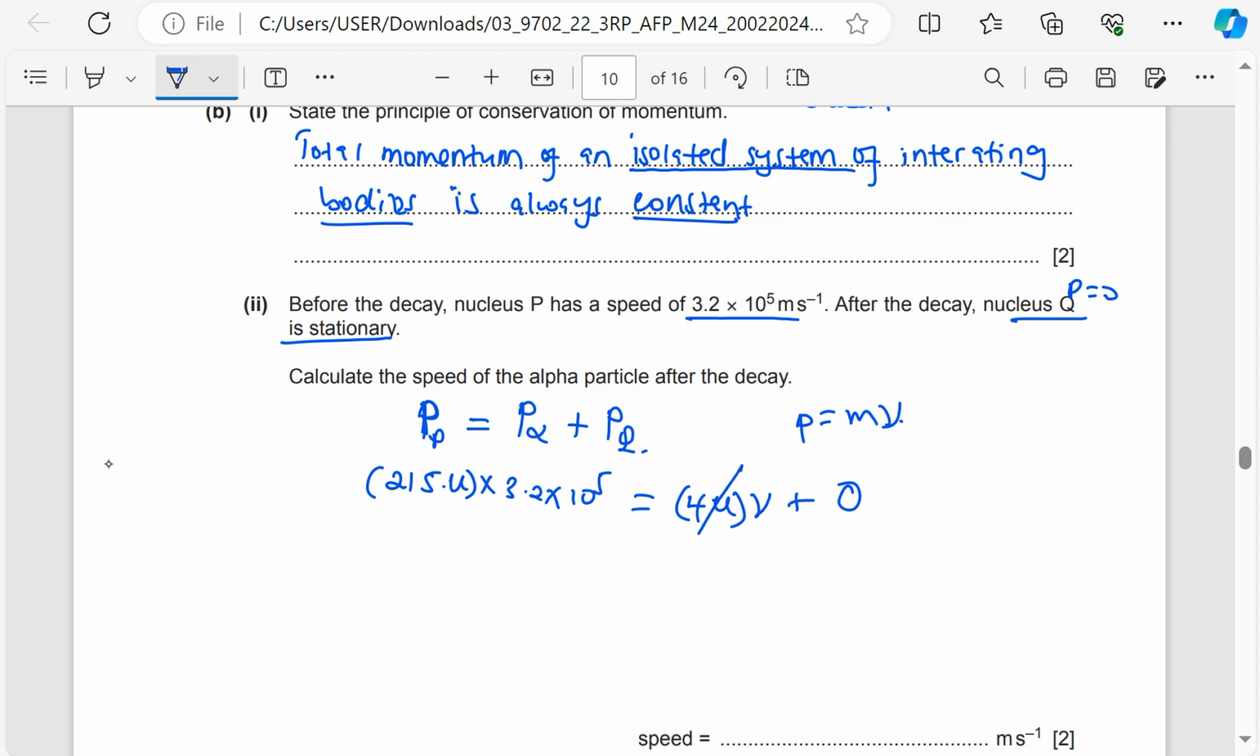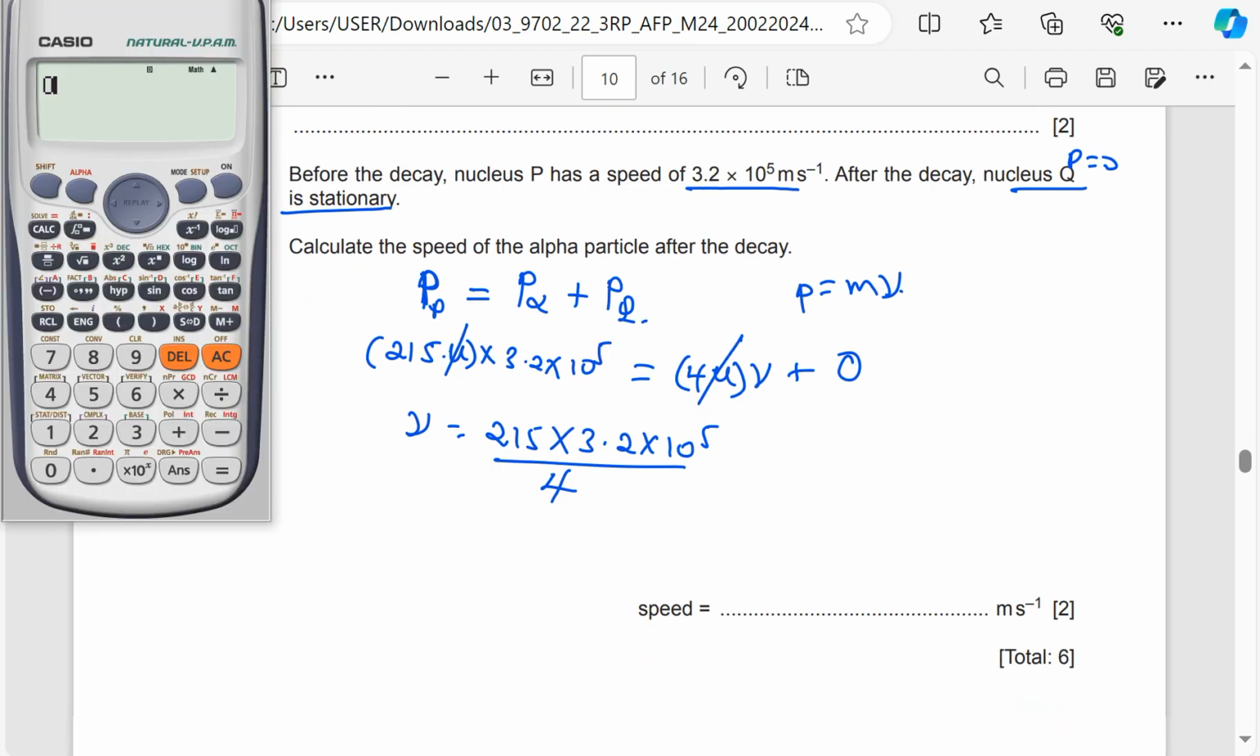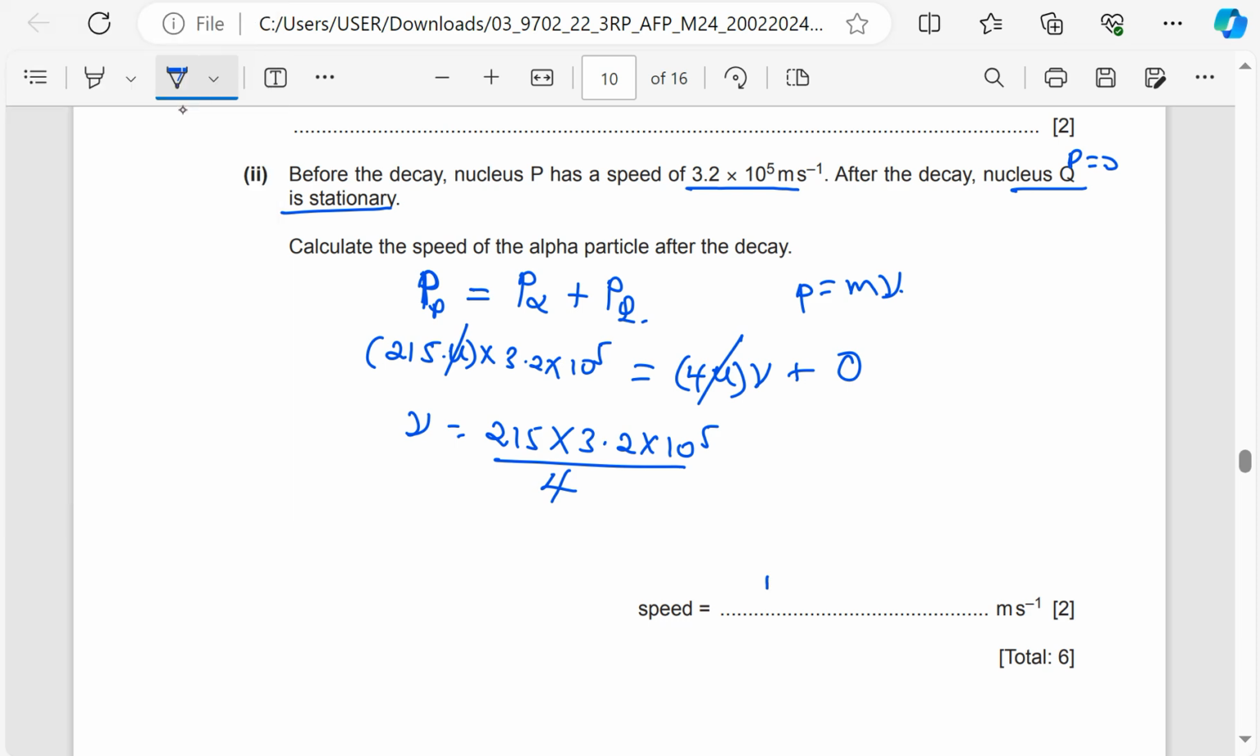Of course, u is going to cancel out because it's on both sides. So it means v is going to be 215 times 3.2 times 10 to the power of 5, and then I divide this by 4. 215 times 3.2 times 10 to the power of 5, then divide this by 4. So this is 1.72 times 10 to the power of 7.